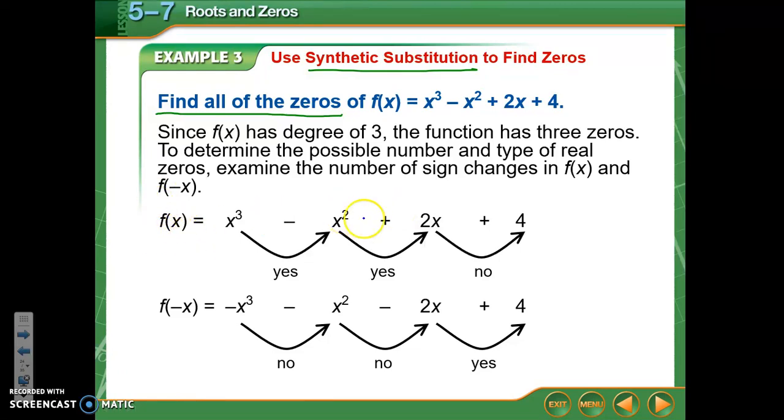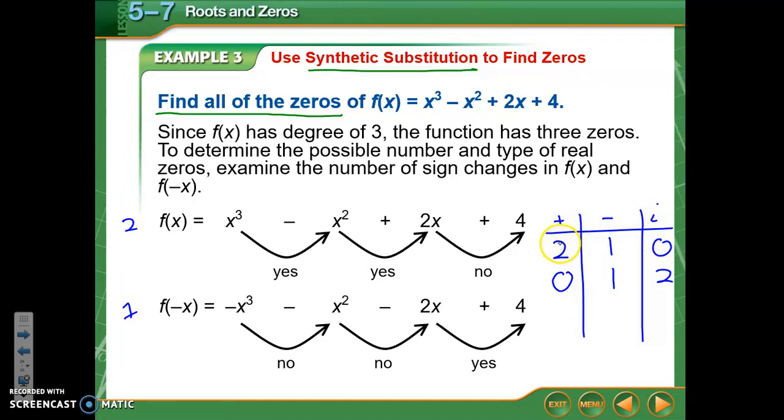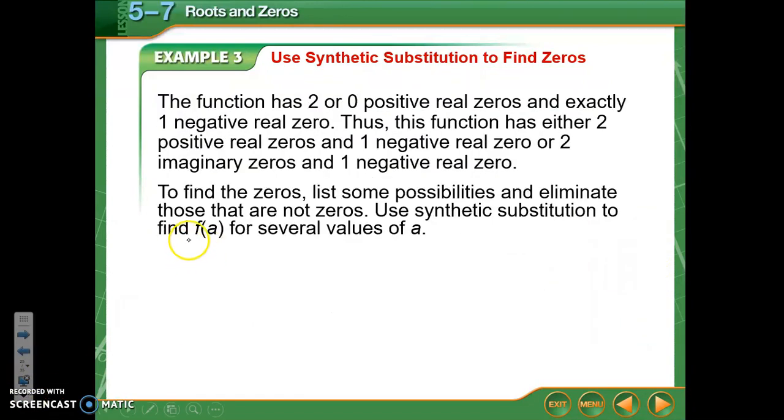So if we look here, f of x has 2 sign changes, and f of negative x has 1 sign change. So this is what my chart would look like. I can have 2 or 0 positive real zeros. I can only have 1 negative one, so that reduces the amount of possibilities I have. So that means I can either have 2 positives, 1 negative, and 0 imaginary, or 0 positives, 1 negative, and 2 imaginary. So now what we're going to do is we're going to use synthetic substitution to start investigating and finding our zeros. Since there's only 1 negative real zero and there has to be 1, it's probably an easy idea to start with negative numbers.